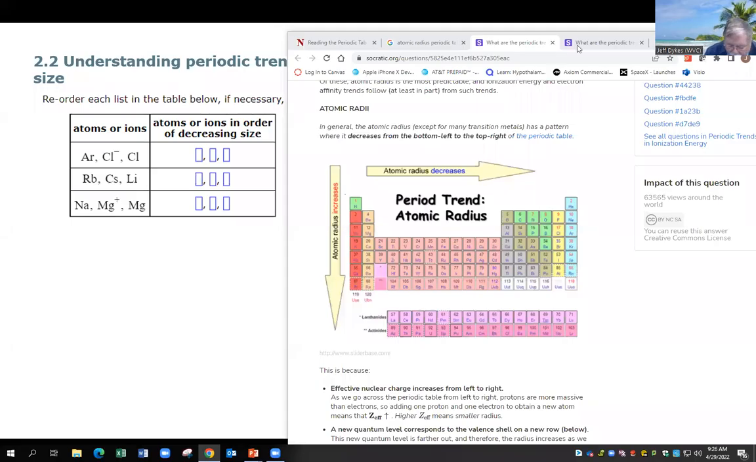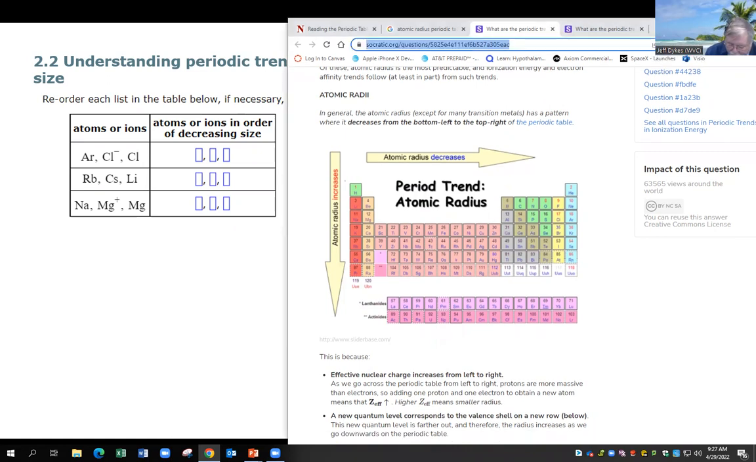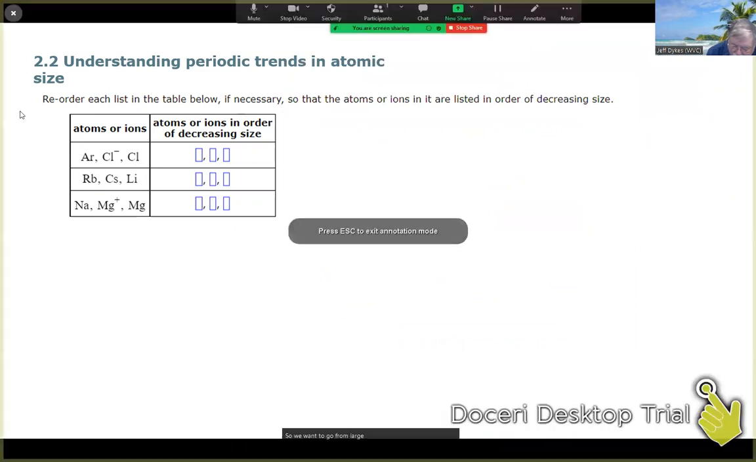Okay, so this one is looking at the 2.2 question: reorder each list in the table below if necessary so that the atoms or ions in it are listed in an order of decreasing size. So we want to go from large to small. That's our plan.